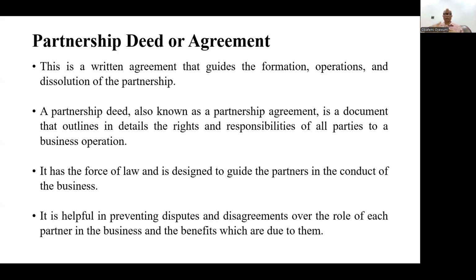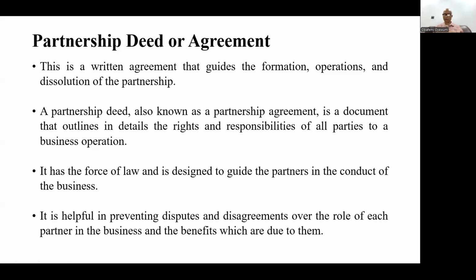Of course, there will also be some procedures. If you are going to exit, if you are going to leave, there will be procedures stated for what happens if you have to leave. So what I'm saying here is that it has the force of the law. It means that it's a document that law recognizes. It is helpful in preventing disagreement over the role of each partner in the business and the benefits which are due to them.